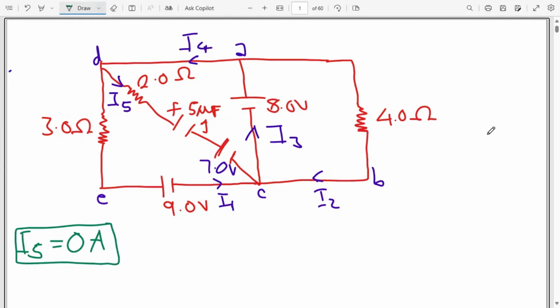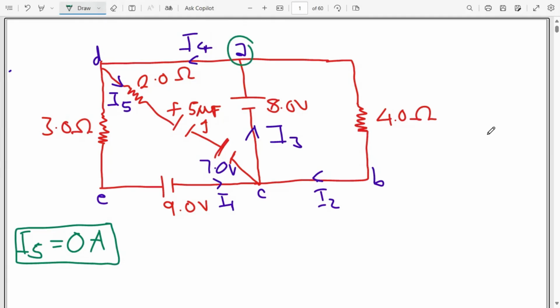Hence, we have calculated one of the answers that we've been asked to calculate. The next thing we can do is go to the next loop, for which I'm going to choose the loop ACBA.